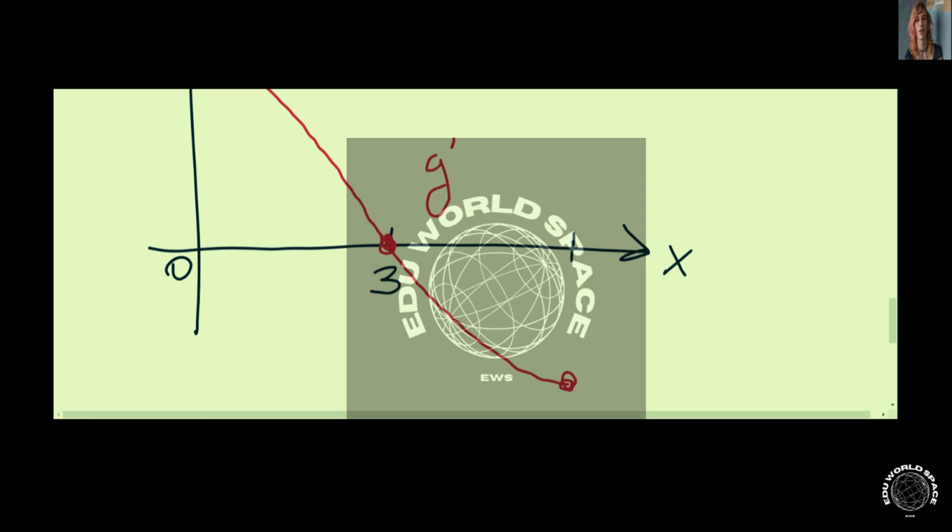We see that at the very least, the graph of g prime resembles the graph of f.